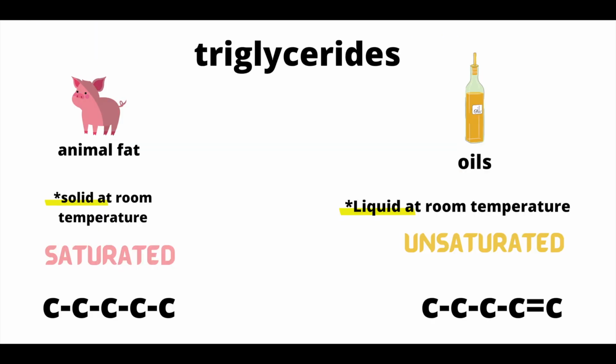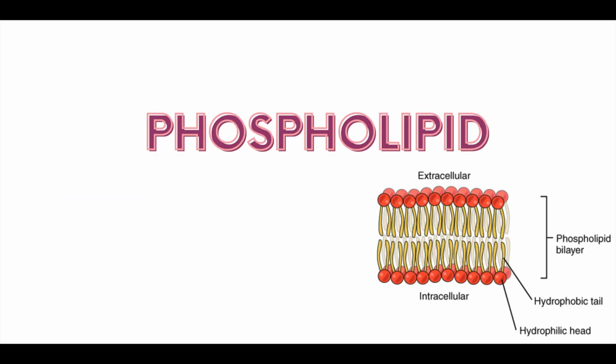Triglycerides, again, you have your animal fats and your oils. Your animal fats are saturated fats, meaning molecularly the carbon to carbon bonding is going to be singular. And then your oils are unsaturated fats, meaning on a molecular level, your carbon to carbon, you're going to have at least one double bond. And also remember that saturated fats are solid at room temperature, like your animal meats, and your unsaturated fats are liquid at room temperature. Let's go ahead and move on to our second type of lipid, the phospholipid.